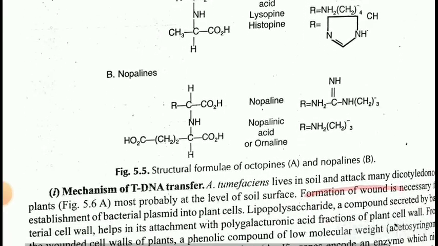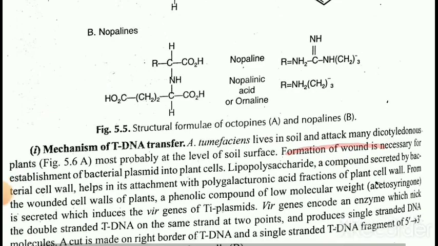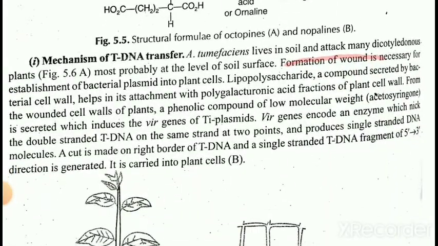I. Mechanism of DNA transfer. A. tumefaciens lives in soil and attacks many dicotyledonous plants, figure 5.6a, most probably at the level of the soil surface. Formation of a wound is necessary for establishment of the bacterial plasmid in plant cells. Lipopolysaccharide, a compound secreted by the bacterial cell wall, helps in its attachment with polygalacturonic acid fractions of the plant cell wall. From the wounded cell walls of plants, a phenolic compound of low molecular weight, acetosyringone, is secreted, which induces the vir genes of Ti plasmids.